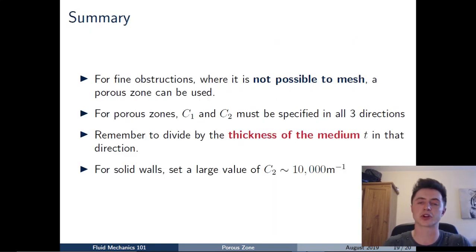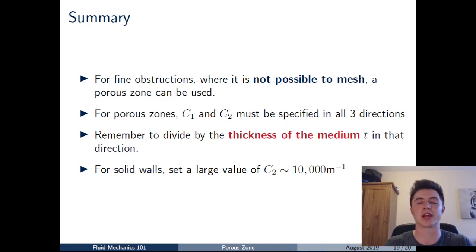So just to finish off with a quick summary of what I've talked about today, for fine obstructions, remember that the first priority in our CFD code is to mesh the geometry as much as possible. And the reason for that is the mesh will allow us to pick up the fine details and the fine structure in the flow field. However, where it's not possible to mesh our geometry, say in the small gaps between louvers and gratings and tube banks, we can use a porous zone instead.